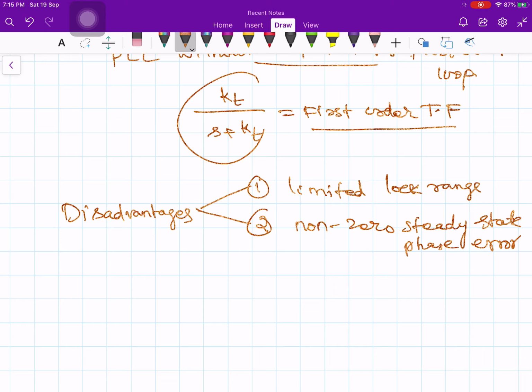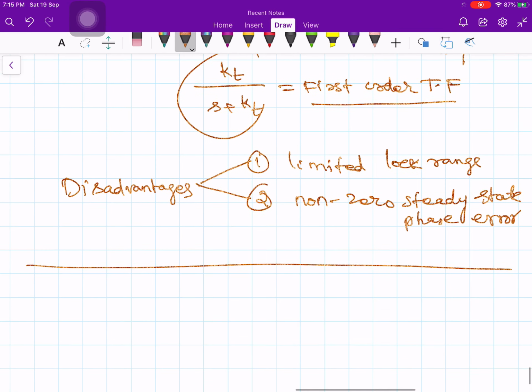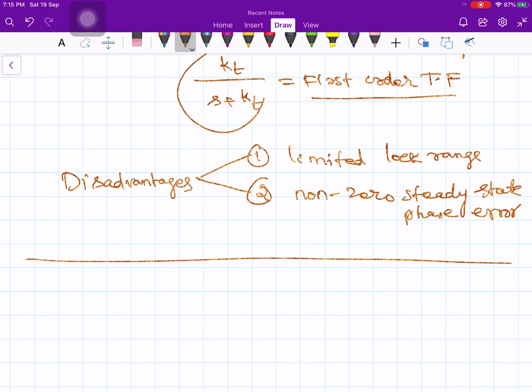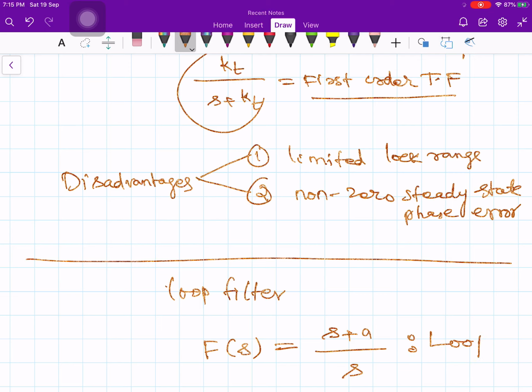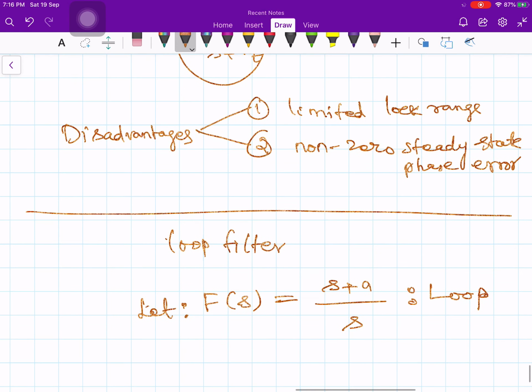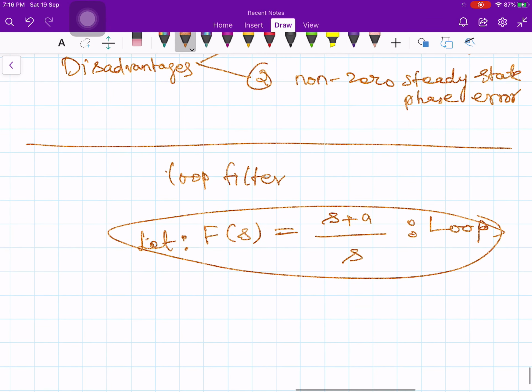Now can we do something about it? How can I overcome these disadvantages? As I mentioned, we can try to remove both of these disadvantages by using a loop filter. You put one more loop filter of appropriate kind. To illustrate that, let us consider a loop in which we choose a loop filter with a transfer function s plus a divided by s. This is the transfer function not of the loop, but of the filter in the loop that we are going to insert now, which we had omitted in the discussion.